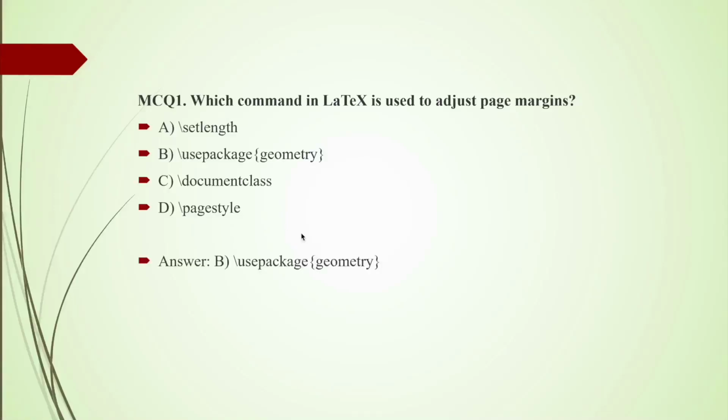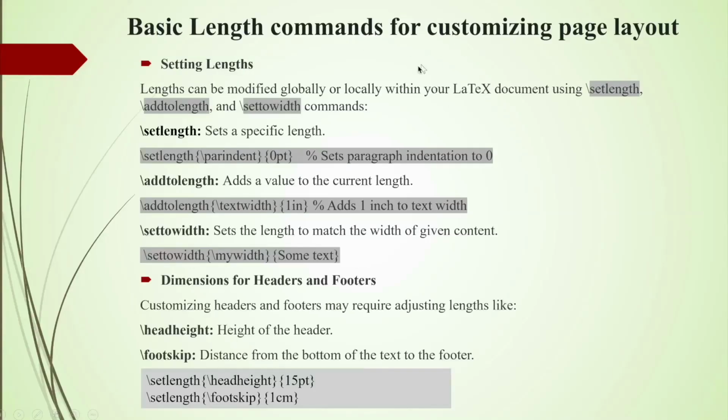Geometry package. Basic commands for customizing page layout. Setting lengths. Lengths can be modified globally or locally within the LaTeX document using set length, add to length, and set width commands. For a specific length, the set length command is used. This is the command, and add to length adds a value to the current length, and set width is used to set a length to match the width of the given content.